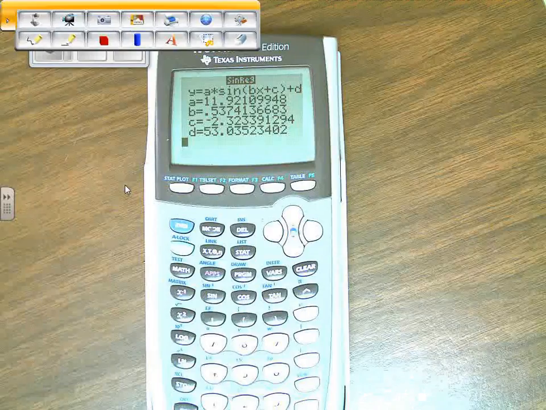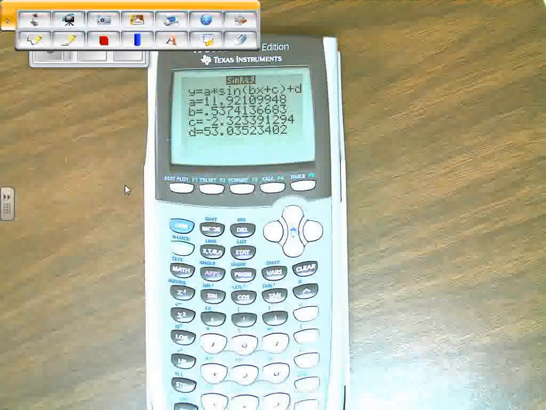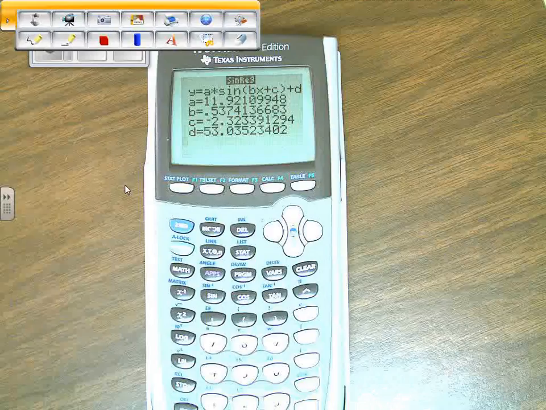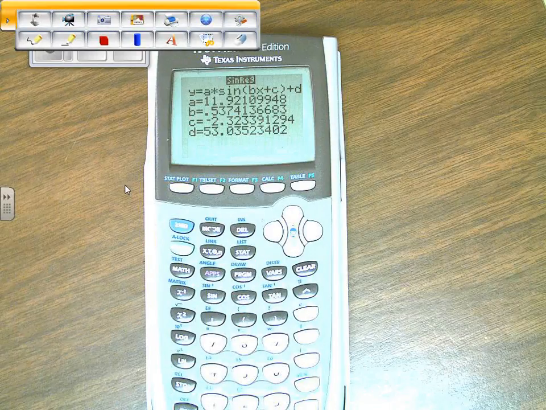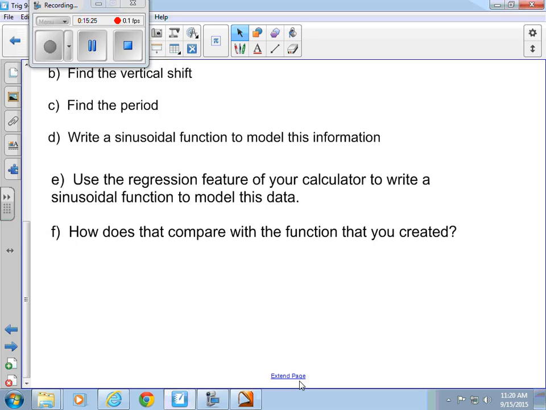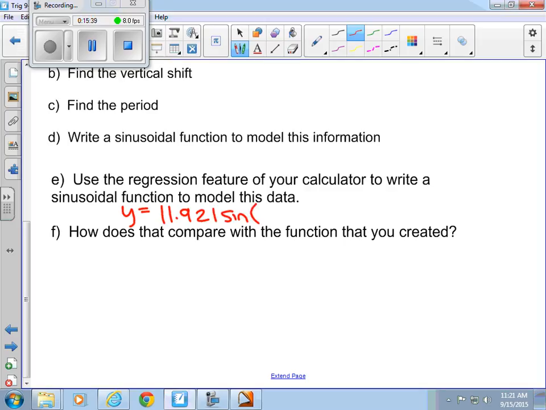I'm going to move my calculator, but I am going to write that answer down so you see how to write it. Y equals 11.921 sine of 0.537 x minus 2.323 plus 53.03.